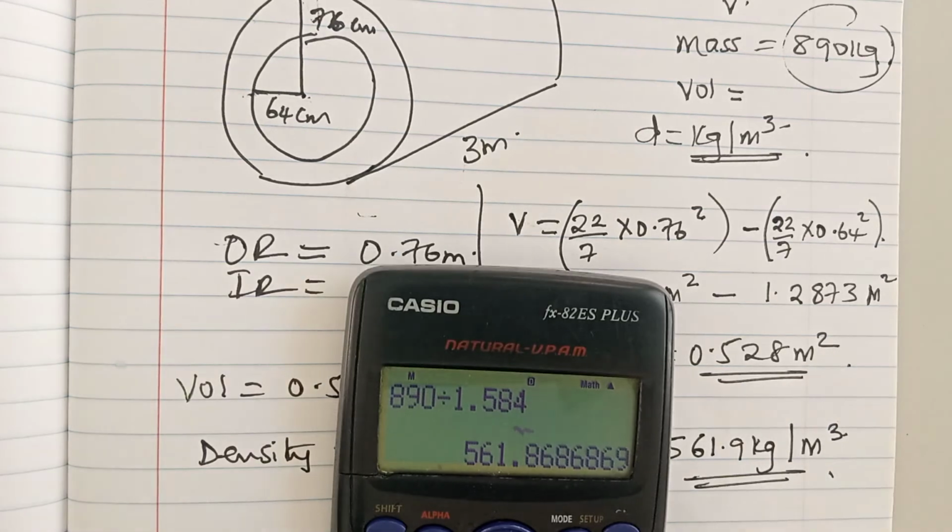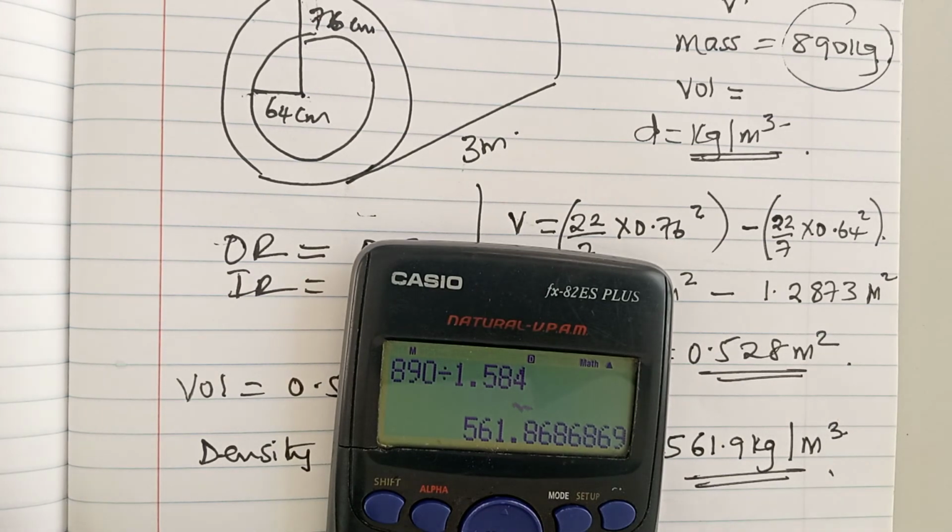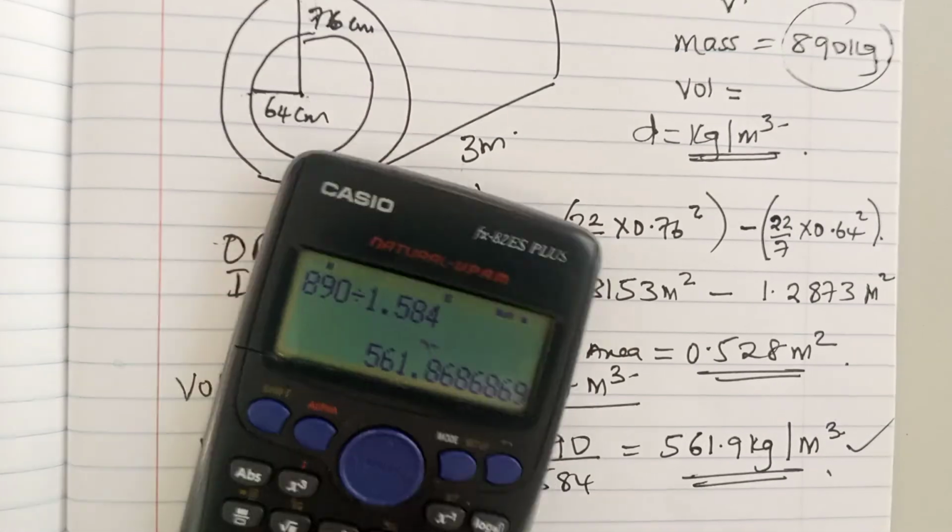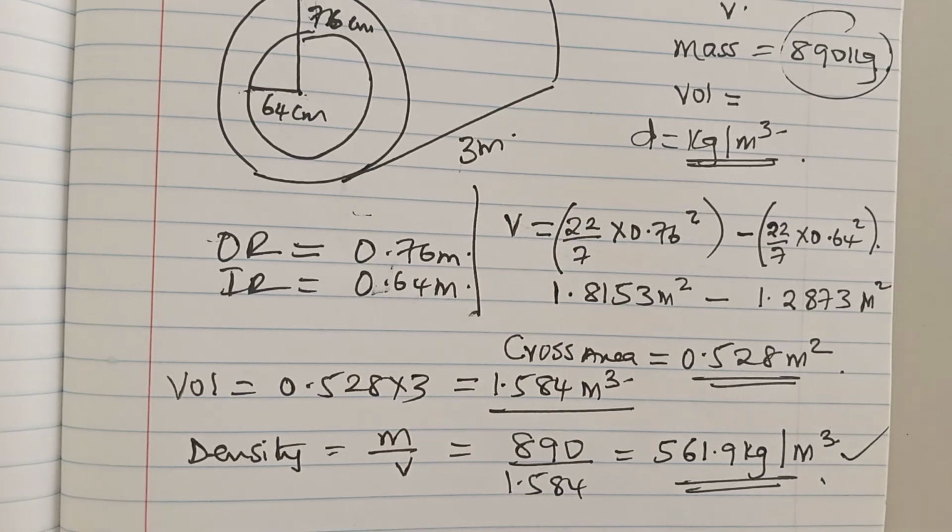Remember, it is to one decimal place. So our answer is 561.86. The 6 now affects the 8 to become 9, and that is why our answer is 561.9. All right.